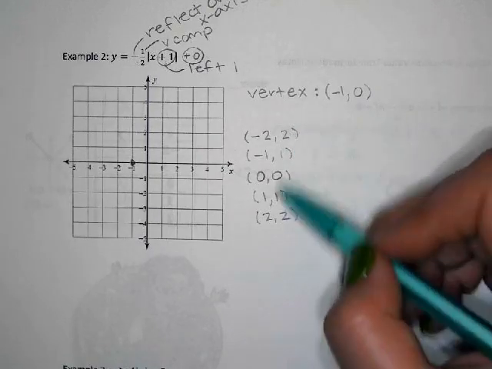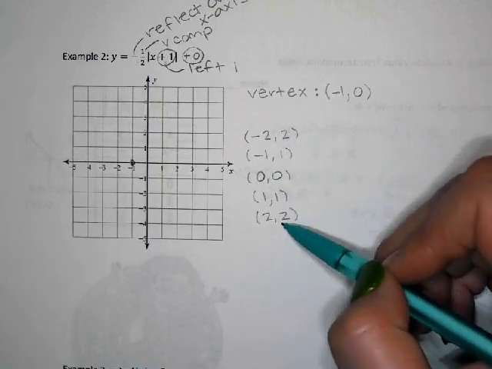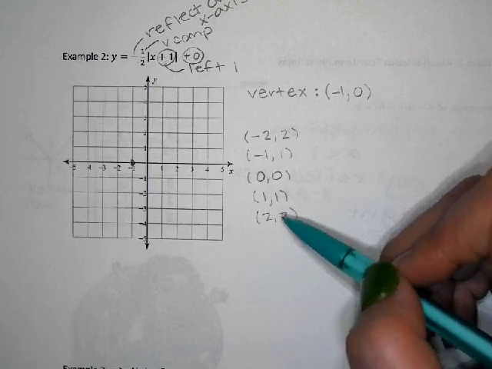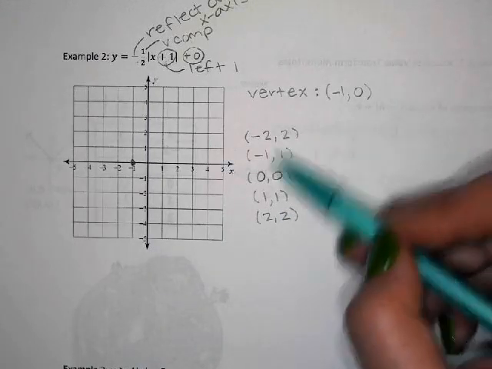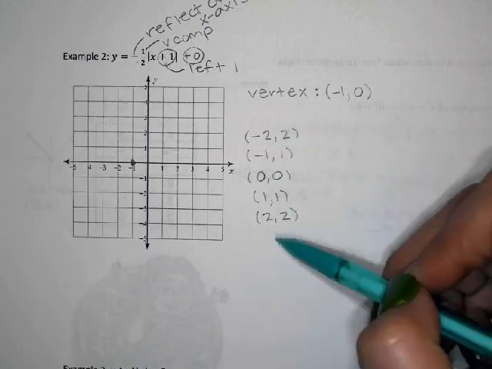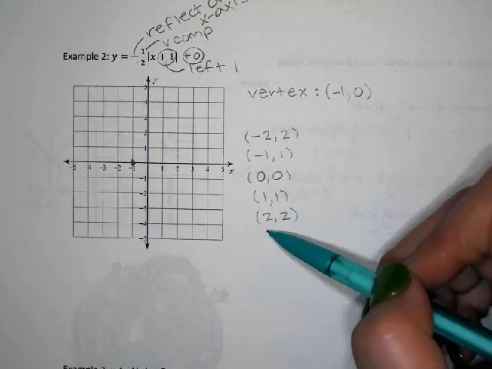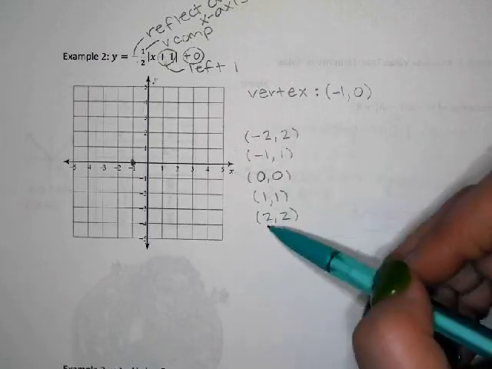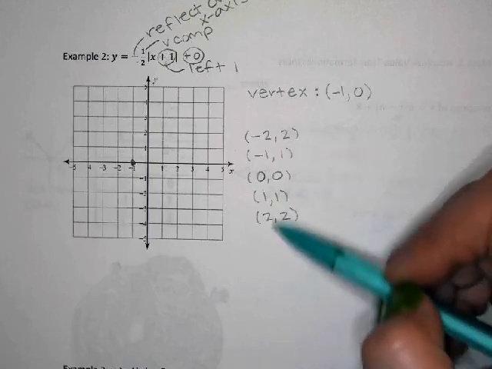Now, if I was doing a cubic graph, x to the third, then I would use the points from the parent graph of an x to the third. So we'll get there when we get to cubic graphs. If I was doing a quadratic x squared, then I would use points from an x squared graph. So we use these points because these points came from the V graph. They came from the absolute value.